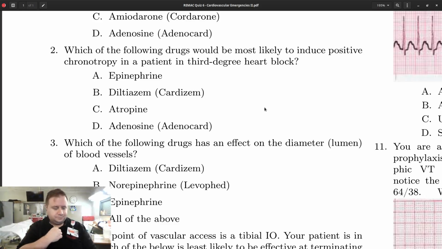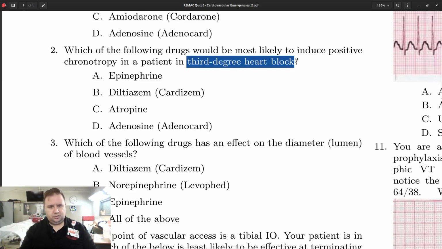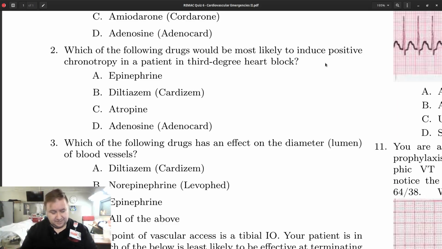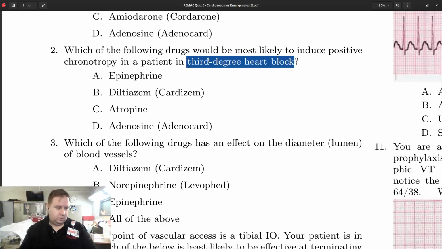You have to remember that atropine is a parasympatholytic. It interrupts vagus nerve tone, and the vagus nerve really innervates the atria, but not the ventricles. In third-degree heart block, the ventricles are pacing themselves. So when we talk about a third-degree heart block, we need a drug that acts directly on the ventricles, and atropine is not that drug. Atropine, we generally would not expect, in most cases, to have any kind of positive chronotropy for a patient in third-degree heart block because there's complete blockade at the level of the AV node.